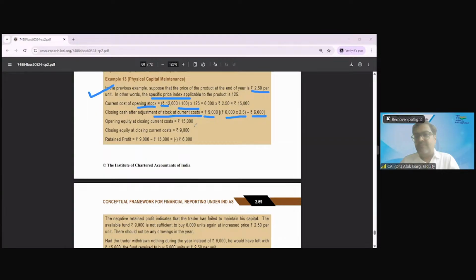15 minus 6,000 is 9,000. ये 6,000 क्या है? Withdrawable amount. Sorry, this is increase in cost, sir. 6,000 is increase in cost. Increase in cost is 6,000 or 3,000? Increase in cost 3,000, sir.